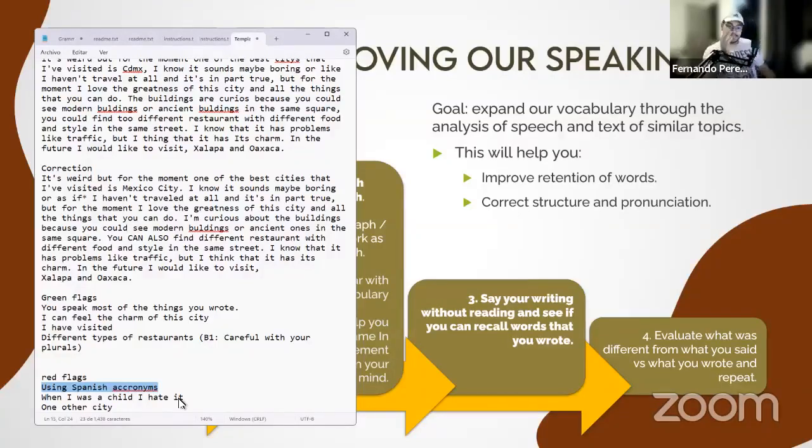In the case of CDMX, that's a very modern way to talk about Mexico City. That's only in Spanish. And for some reason, a lot of students at this particular level say it. So remember, we are talking English, okay? That's important. I think that's it. When you are talking about acronyms, we are usually using an explanation, you know?